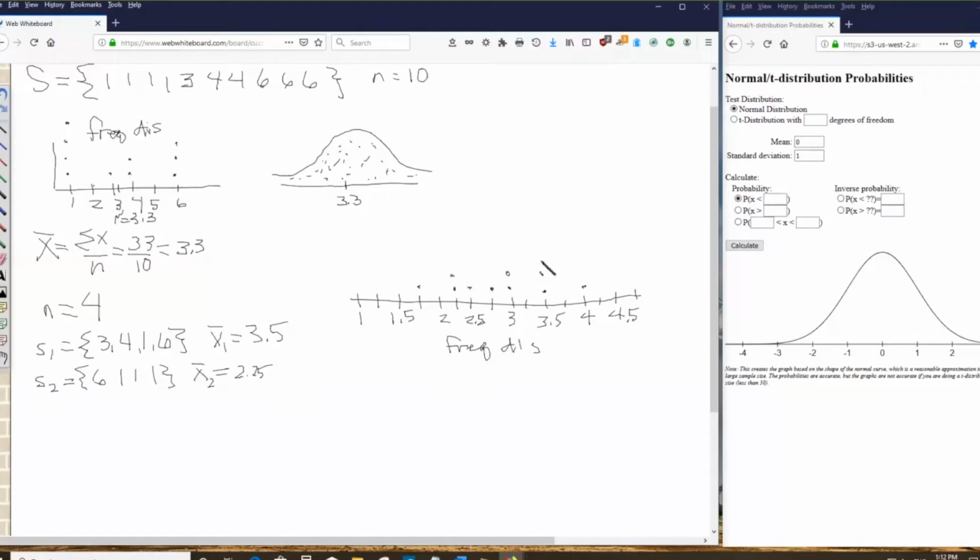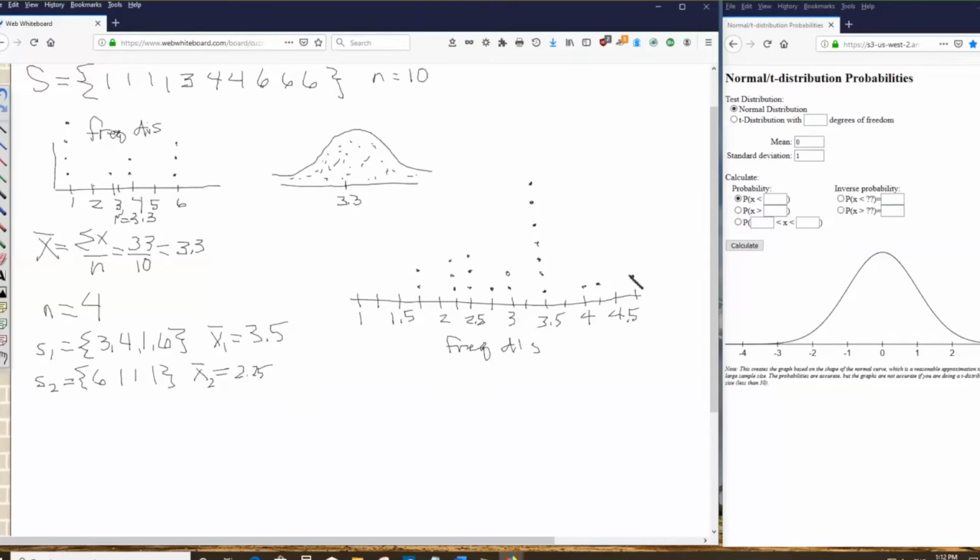Then I got a 3.5, another 3.5, 1.75, 4.25, a 2, a 3.5, a 2.25, another 3.5, another 3.5, a 2.5, and a 4.75.